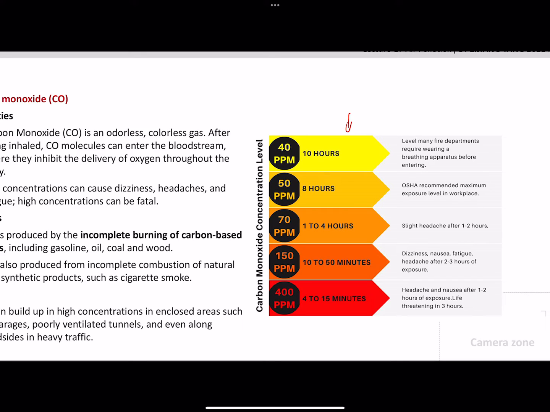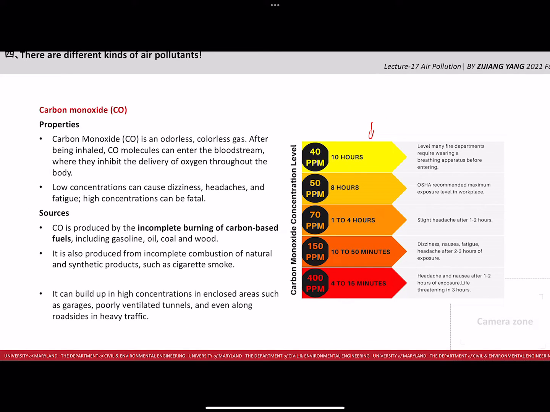As I mentioned, carbon monoxide is toxic, and at different doses or different times, we may have different adverse health effects. In general, carbon monoxide is an odorless and colorless gas. So when it is in the environment, we cannot identify it unless we have symptoms, like adverse effects. So it is a little bit dangerous. After being inhaled, we know that red blood cells can carry oxygen, but carbon monoxide can replace the oxygen. So our blood cannot carry oxygen, which is bad. A low concentration can cause dizziness, headache, and some other adverse effects, and a high concentration can be fatal.